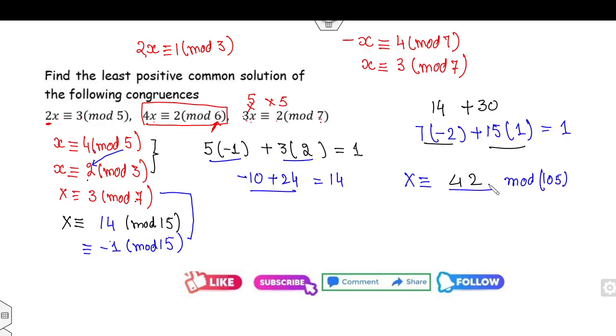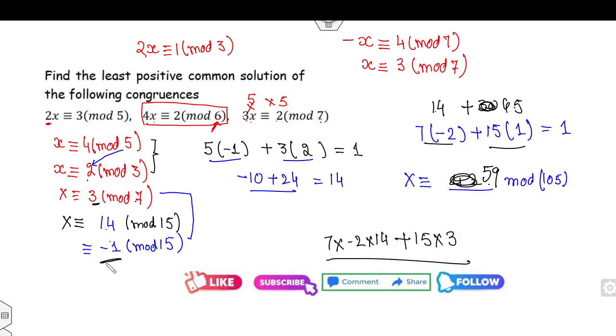So you can see, 7 into 2 is 14. Or if you want to write 14, that is again no problem. That is 7 into minus 2 into 14 plus 15 into 15 into 3, 3 is 45. So it will be 59. Fine, either you can solve by this manner or you can take it as minus 1. Both ways, the right answer of the problem is 59.